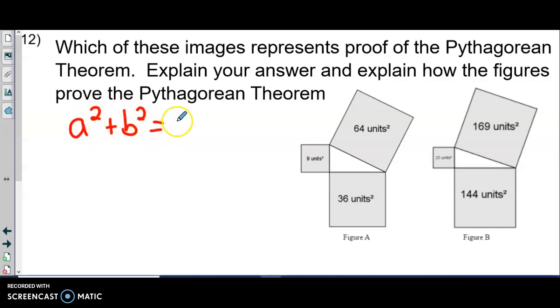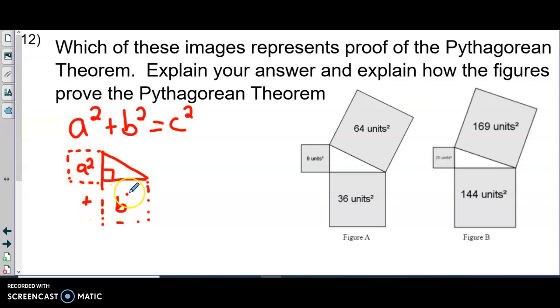The Pythagorean theorem is a squared plus b squared equals c squared. So what this says is if you have a right triangle, the area of the square on side A plus the area of the square off side B, so the area of this square plus the area of this square, has to equal the area of the bigger square off side C. Oops, that was a rectangle. We'll just pretend that's a square though.